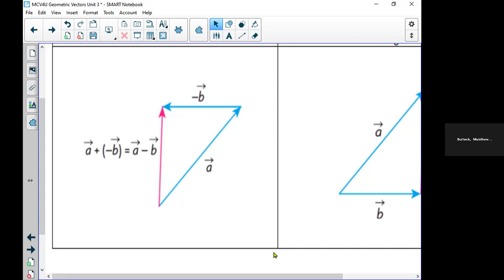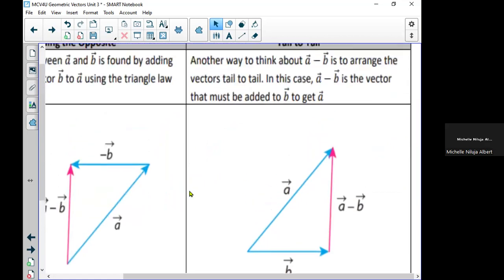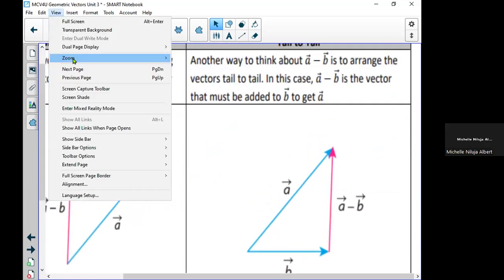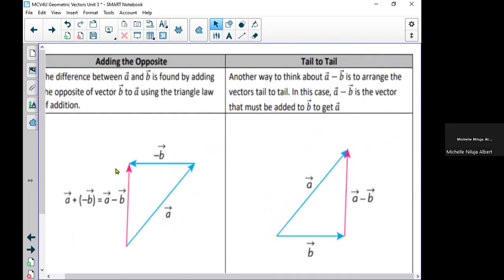So that's one way. The other strategy is the tail to tail method, where we place the two vectors so that their tails touch each other. It's important to get the direction of the resultant right. In order to get the correct direction, the tail of the resultant has to start at the tip of the second vector, and it has to meet the tip of the first vector. If you confuse those two, then the direction of your resultant will not be correct.